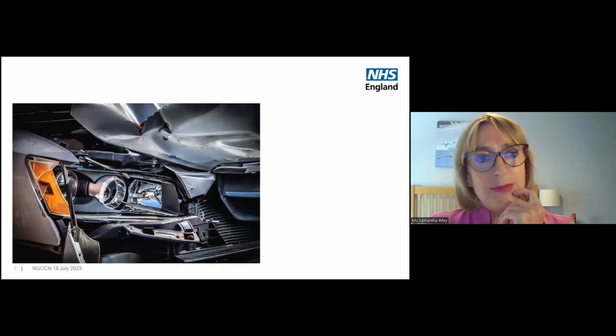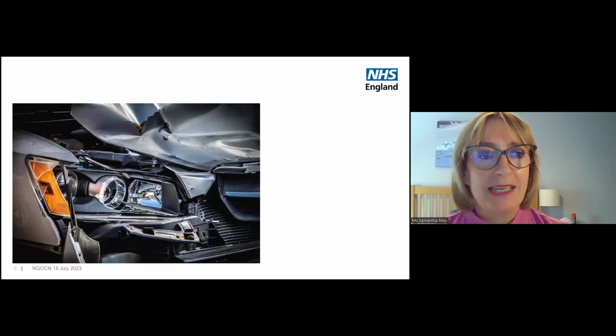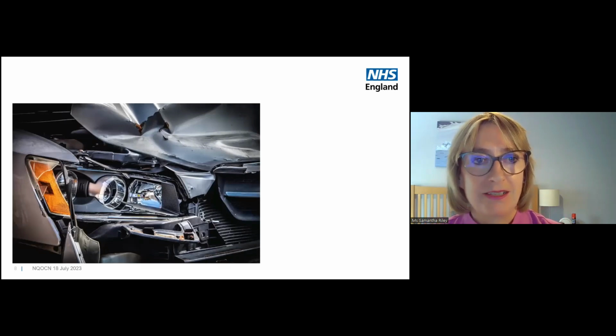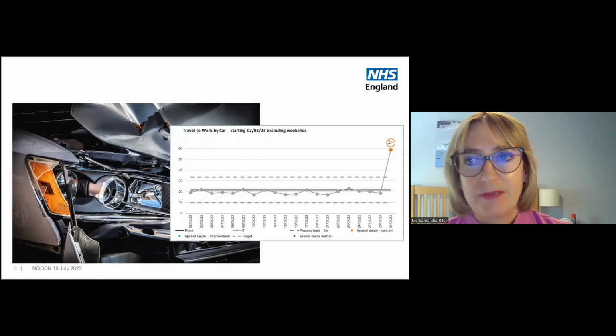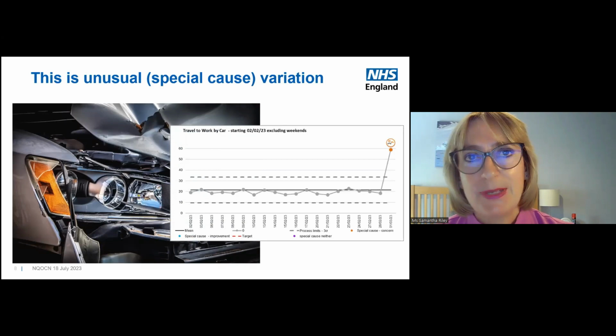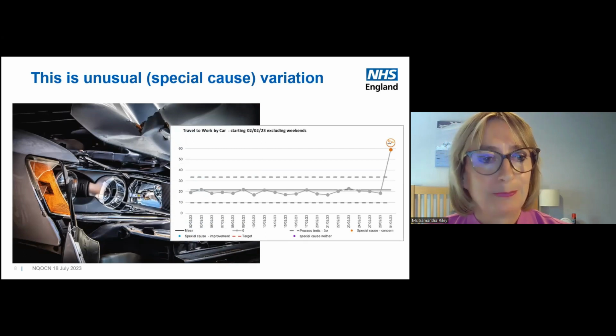So let's imagine that maybe I'm driving to work instead and I encounter a car crash. So let's have a look at a graph that might show my travel to work by car. So here we can see at the end of the graph, the day that there was the car crash, it took considerably longer for me to get to work. So this is unusual variation. And in SPC language, that's called special cause variation. So that's a one-off event, which is unusual.